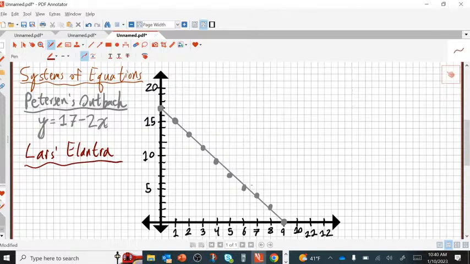So what was the equation you came up with for Lars's Elantra there? Frankie, what was the equation you came up with there? Y equals 11 minus x. That's right. Y equals 11 minus x. Even got rid of that invisible one. So how are we going to graph y equals 11 minus x? Go ahead, Clara.